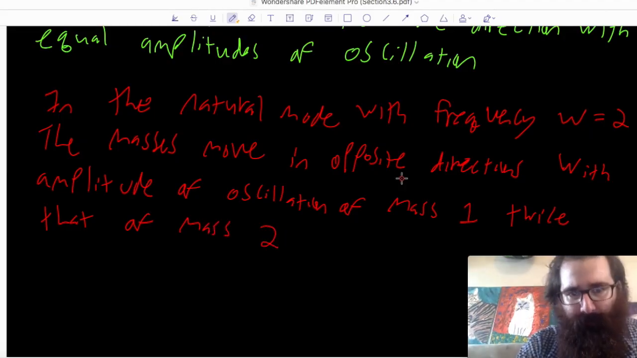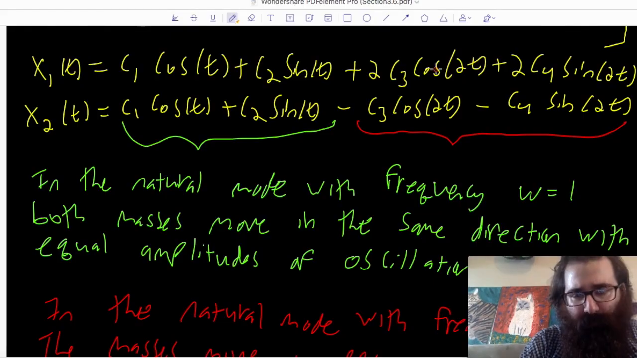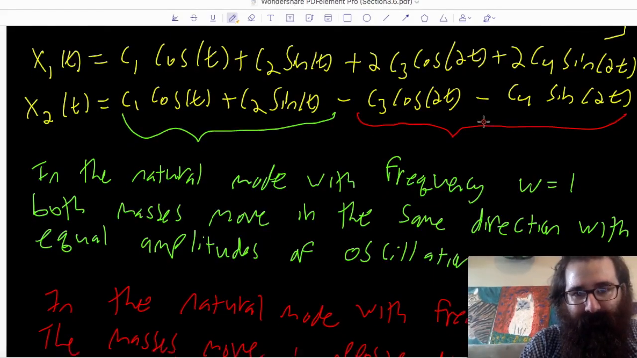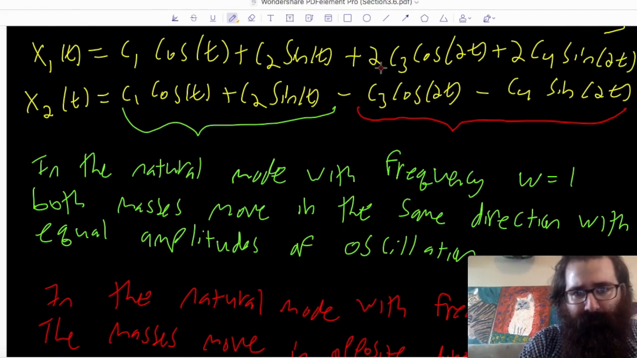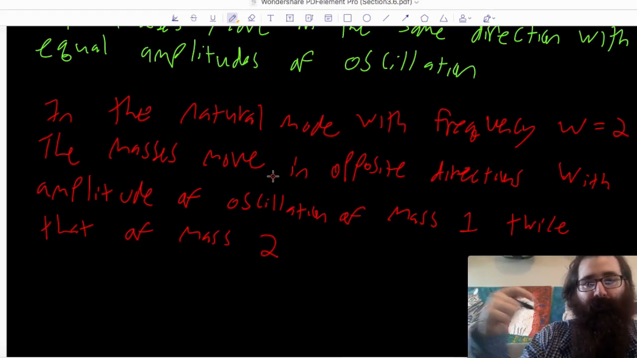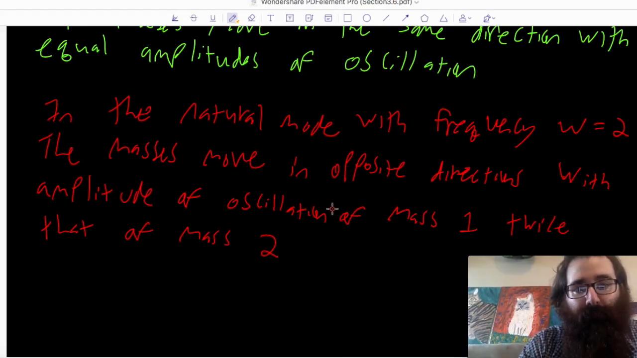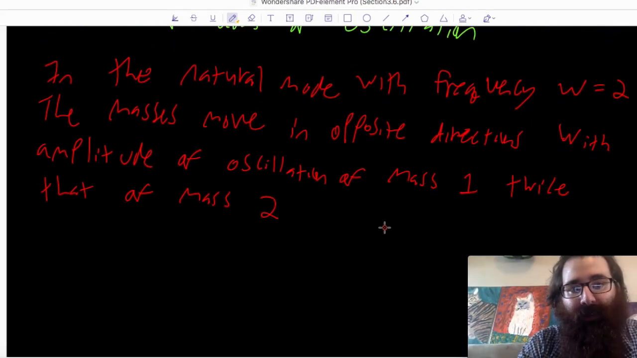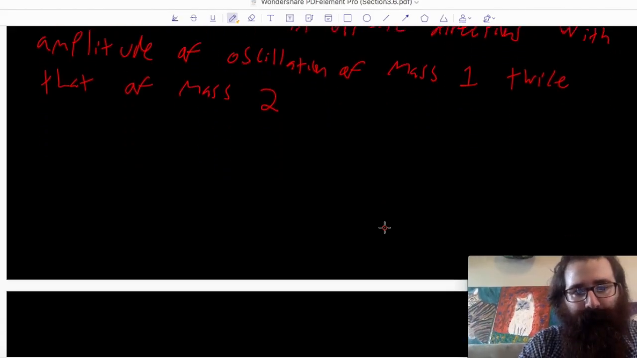So that's how we're sort of comparing these. We're saying opposite directions because one is plus plus, the other is minus minus. Comparing amplitude, 2c3 to c3 and 2c4 to c4, thinking about magnitudes of coefficients, mass 1 has twice the amplitude of mass 2. So in the natural mode with frequency omega equals 2, the masses move in opposite directions with amplitude of oscillation of mass 1 twice that of mass 2.